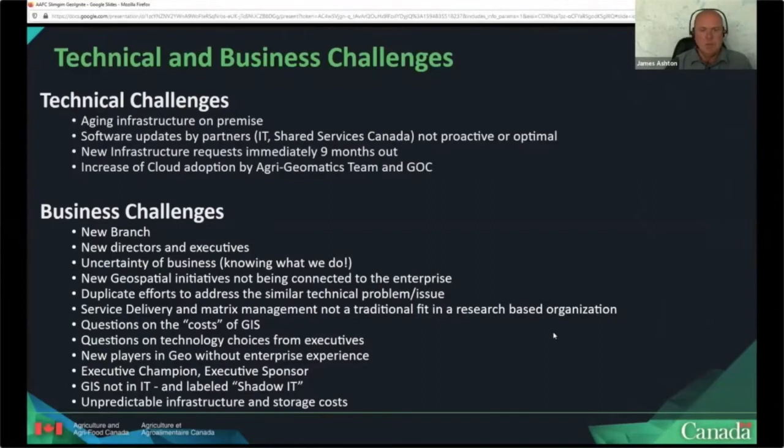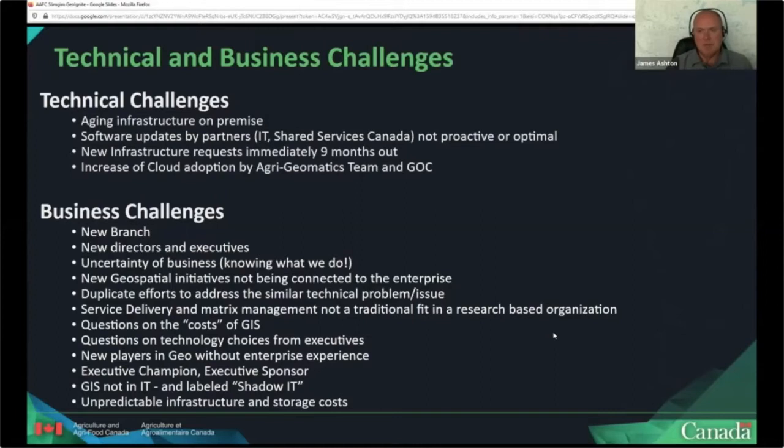As well, in a research-based organization that we are, sometimes service delivery and matrix management are a difficult fit, and we were getting questions about the costs of GIS. We also were getting questions to some degree about our technology selections from executives. As well, as with many enterprises, there's always new players in the geo space, and sometimes they come without geo expertise, which can be good and bad.